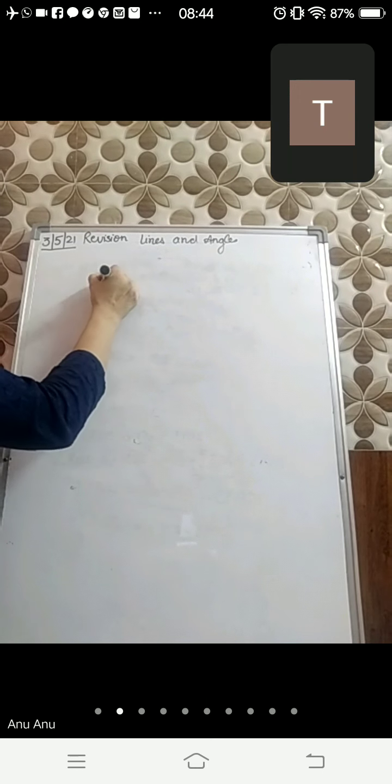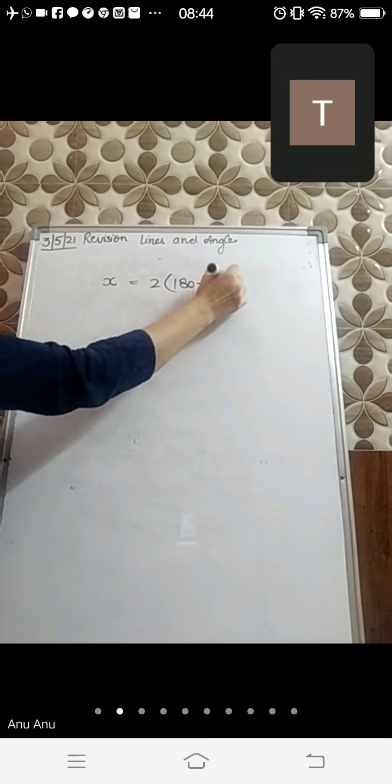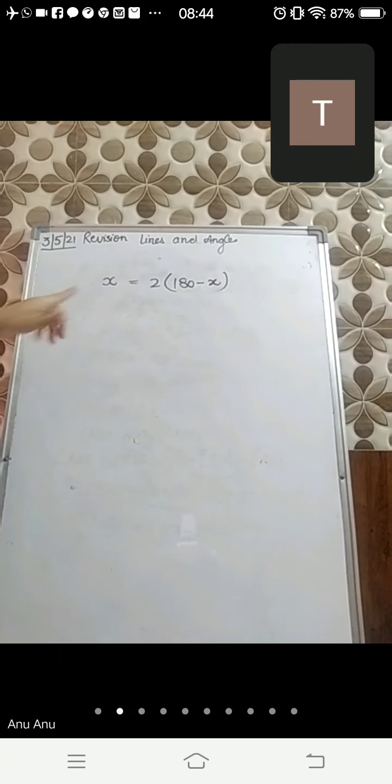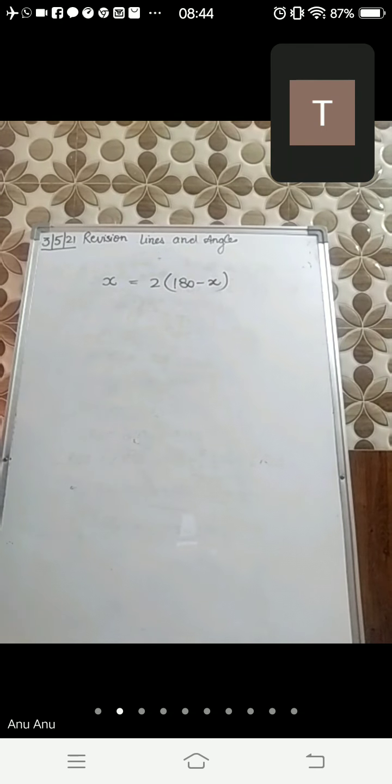So in this also you will take x and its supplement is 180 minus x. An angle is twice of its supplement. An angle means the one angle that you are supposing is twice of its supplement. Now solve this and tell me the value of x.